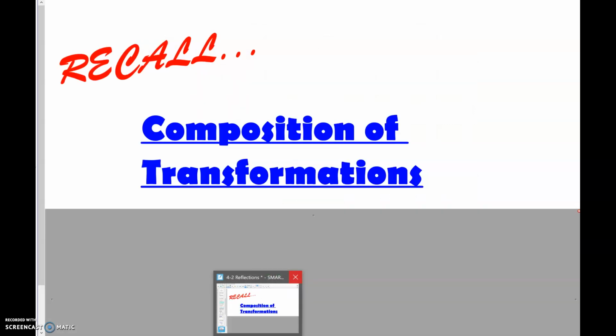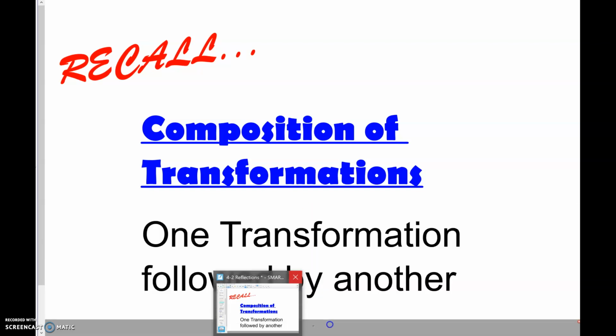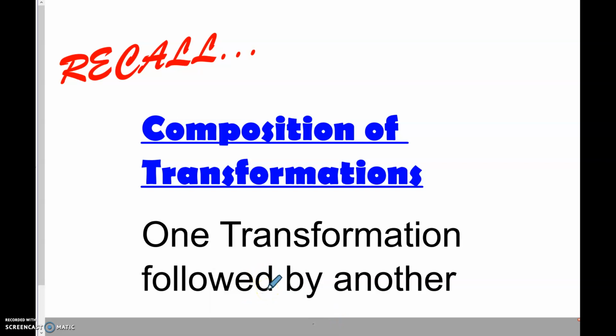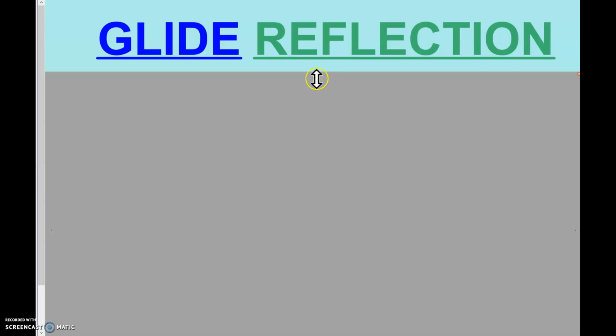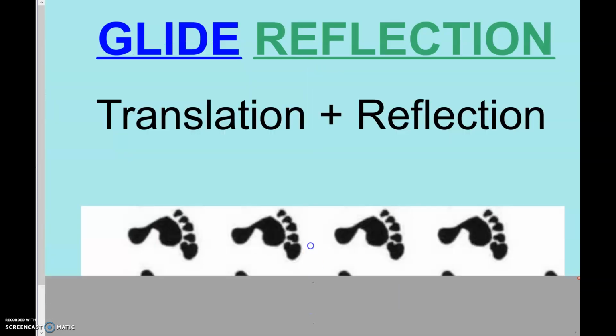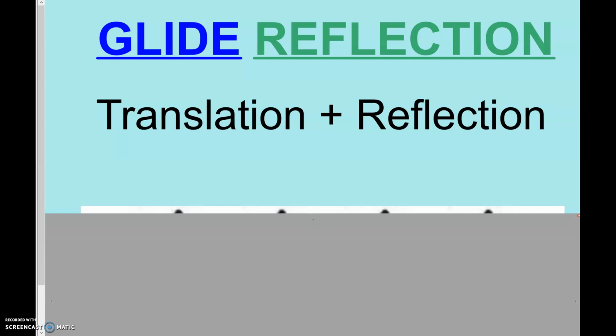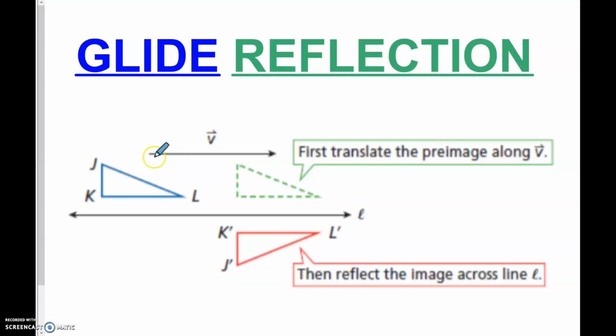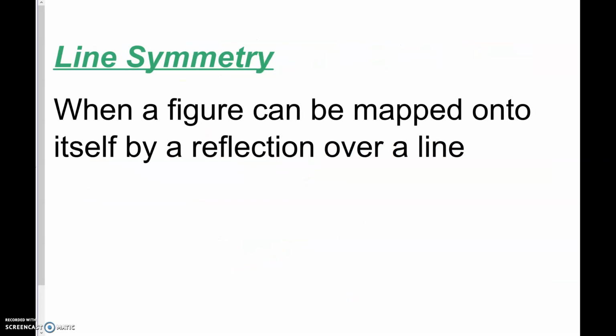So a composition of transformations is going to be one or more transformations. Okay, one transformation followed by another. So a glide reflection is a translation plus a reflection. So we translate and then we reflect over. So it's two things, a translation and then a reflection.